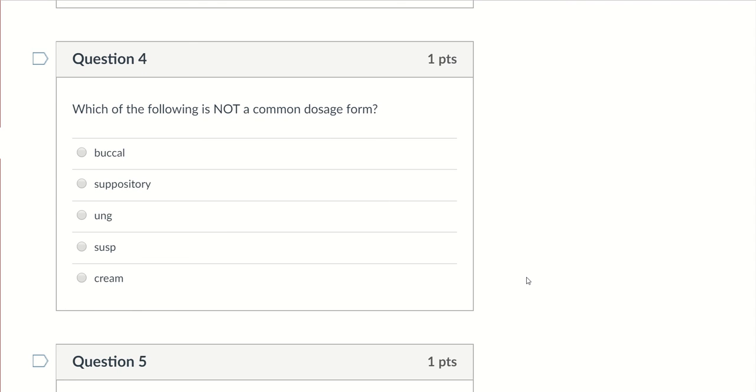Number 4, which of the following is not a common dosage form? Buccal, suppository, ointment, suspension, or cream. So cream, yeah, that's a physical form. Suspension's a physical form. An ointment, that's a physical form, another term for ointment. Suppository, yeah, bullet shape insert. But buccal, that is a route. Now you need to be a buccal tablet or buccal gum to be correct.